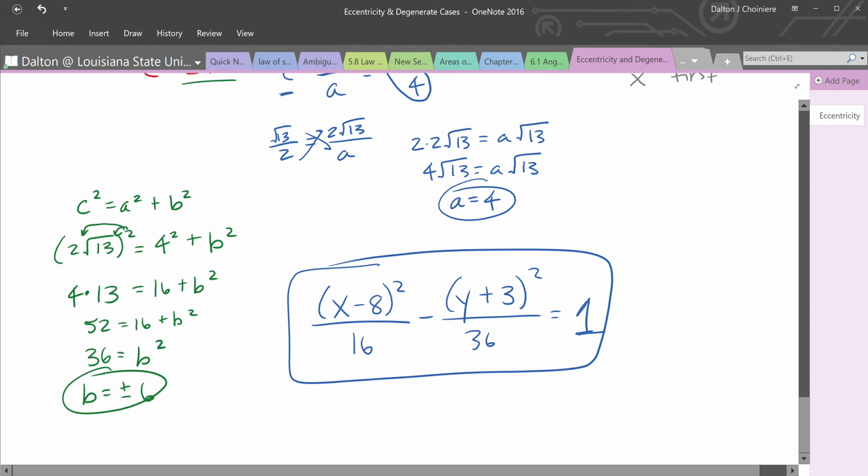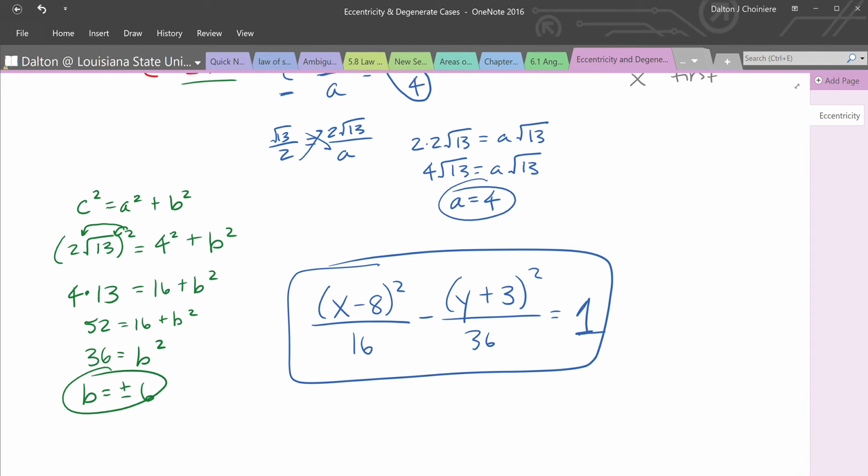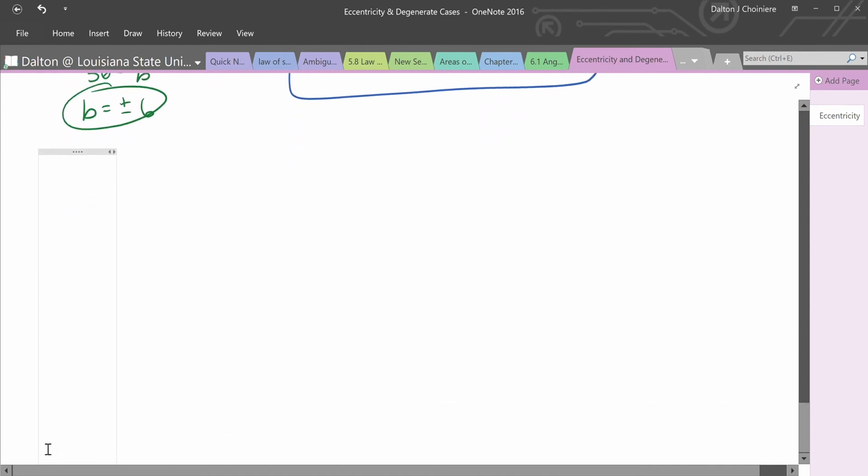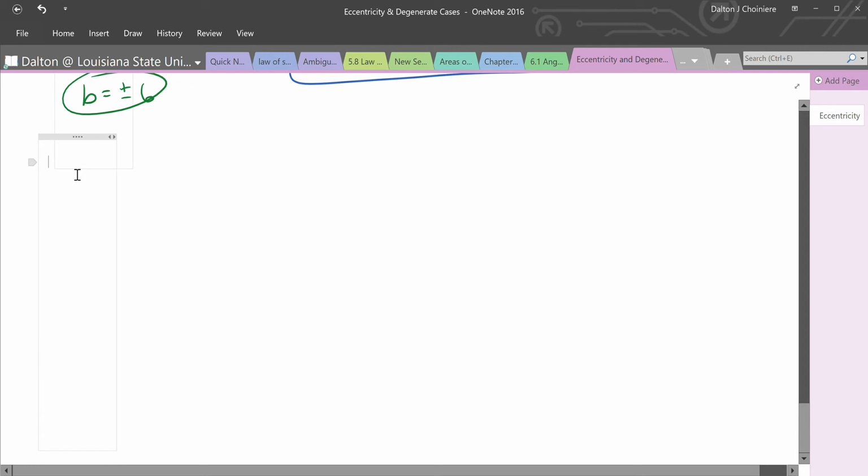The last thing to talk about is degenerate cases of conic sections. And there aren't really any examples per se, like there's nothing to solve. It's just kind of by definition of what happens in these certain cases.